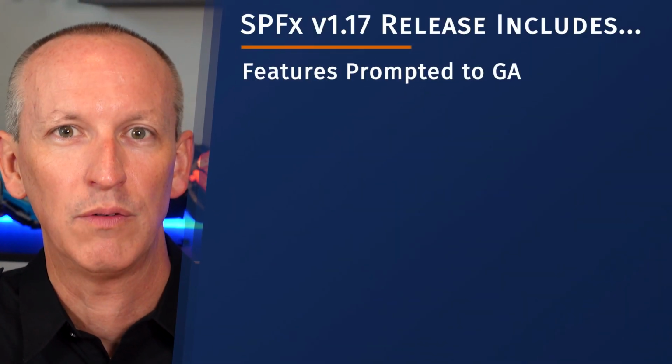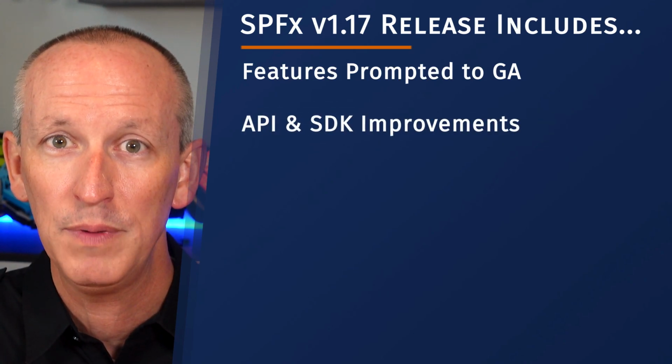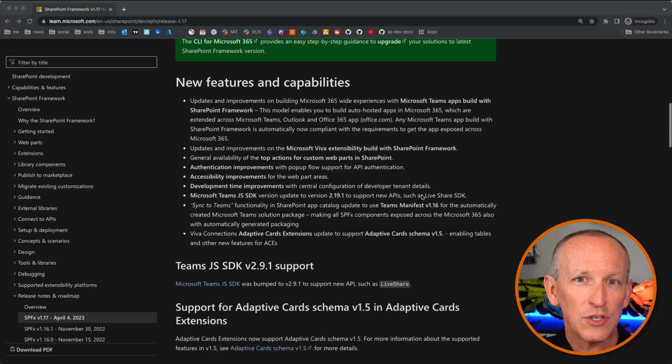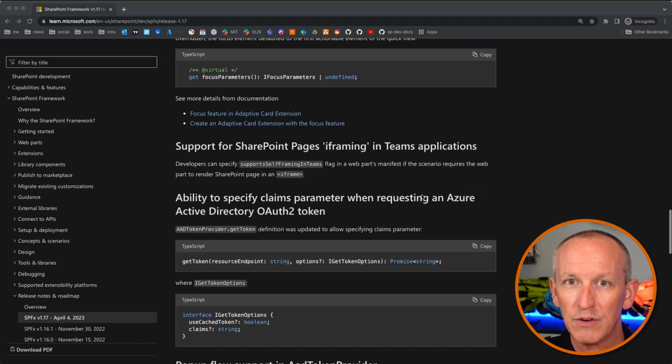Microsoft released an update to the SharePoint Framework, SPFx, with version 1.17. This release includes approximately 20 changes, such as features that are now generally available, API and SDK improvements, dependency updates, and improvements to the developer experience. However, just over half of these changes are listed in the official release notes from Microsoft. But in my research, I found an additional 40% of changes throughout this release.